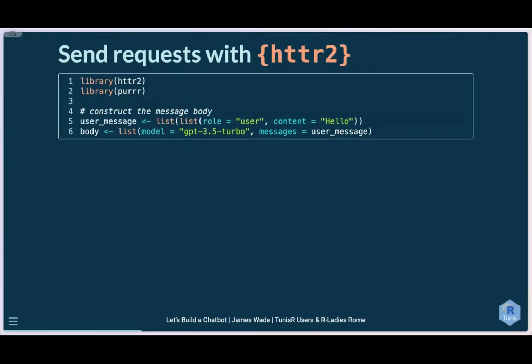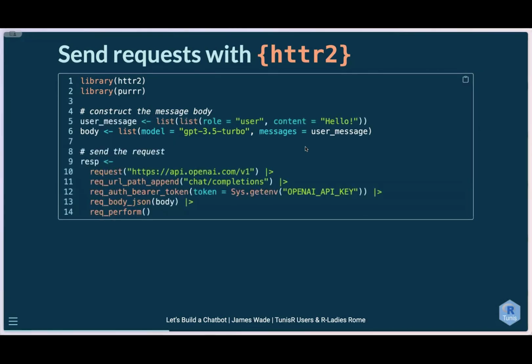Okay, so the first step is to recreate that message that you just saw, that JSON structure, where we're going to have a very simple message where from the user, all we're doing is saying hello. We then put this list of lists inside of yet another list. I told you we were going to have lots of nested lists. And we can see this body. The body is the key part that we're going to pass to the API.